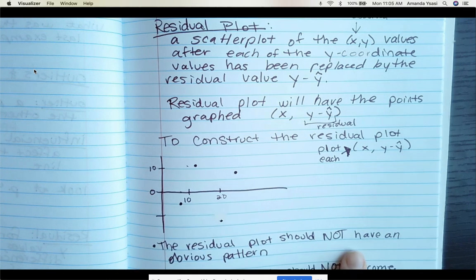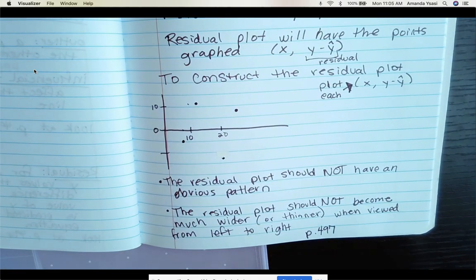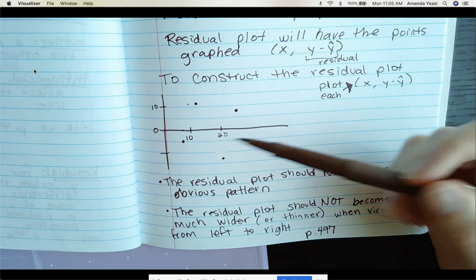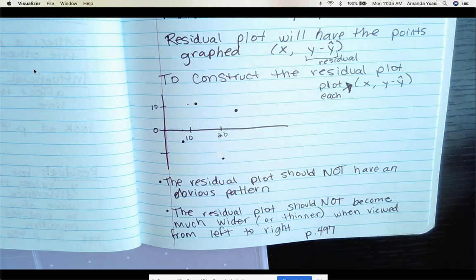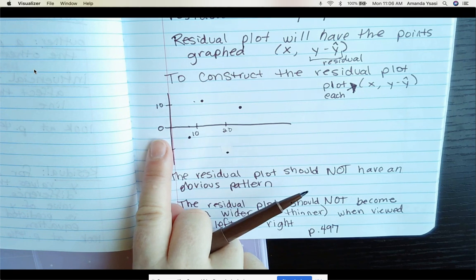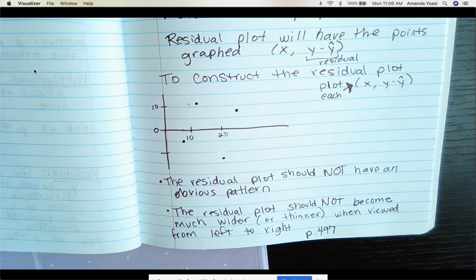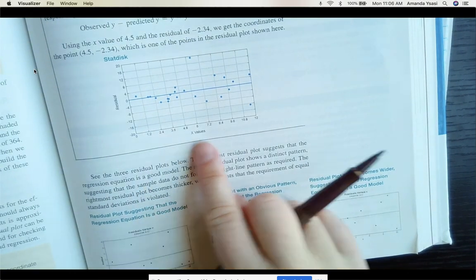So the residual plot does not have an obvious pattern. And we don't want it to become much wider or thinner going from left to right. It's just kind of all scattered, but it should be centered on that 0 line. You should have some above, some below. So here's an example of your residual plot.